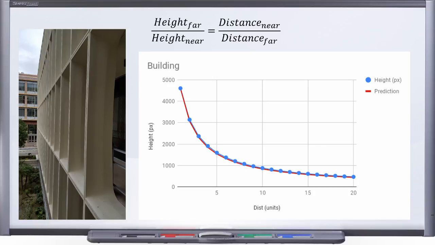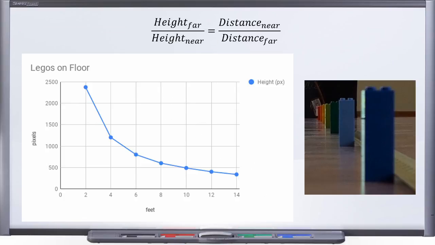Blue dots are the actual measurements, and the red line is the theoretical equation. That looks like a pretty good fit. Here's our Legos on the floor. These are the actual samples measured from this photograph. And here's the curve.